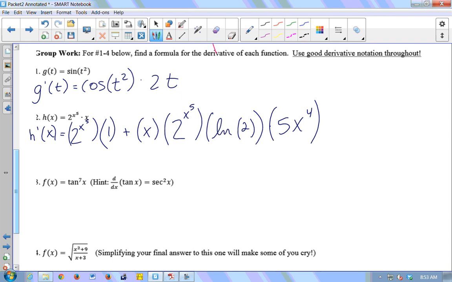Yeah, that's fine. I suppose it would be easy to multiply the x times the 5x to the 4th and make it 5x to the 5th. Yeah, we could do that. Yeah, we could factor out a 2 to the x to the 5, but I don't think that's any simpler.